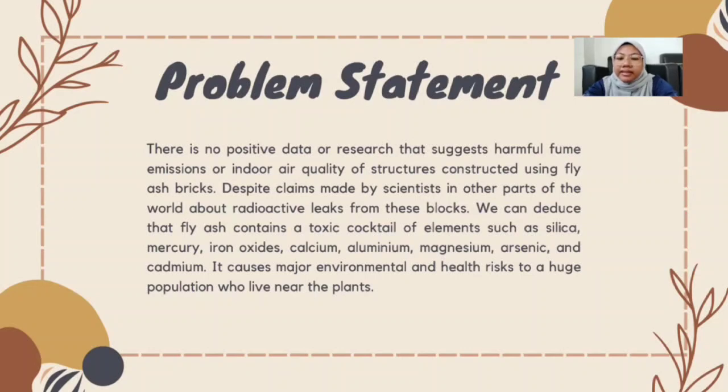Despite claims made by scientists in other parts of the world about radioactive leaks from this block, we can deduce that fly ash contains a toxic cocktail of elements such as silica, mercury, iron oxide, calcium, aluminium, magnesium, arsenic, and cadmium. It causes major environmental and health risks to a huge population who live near the plant.